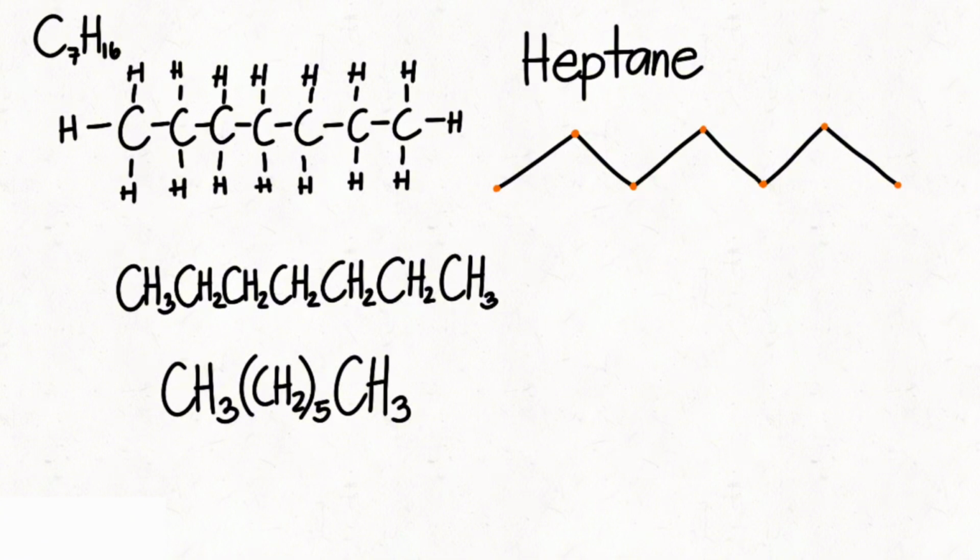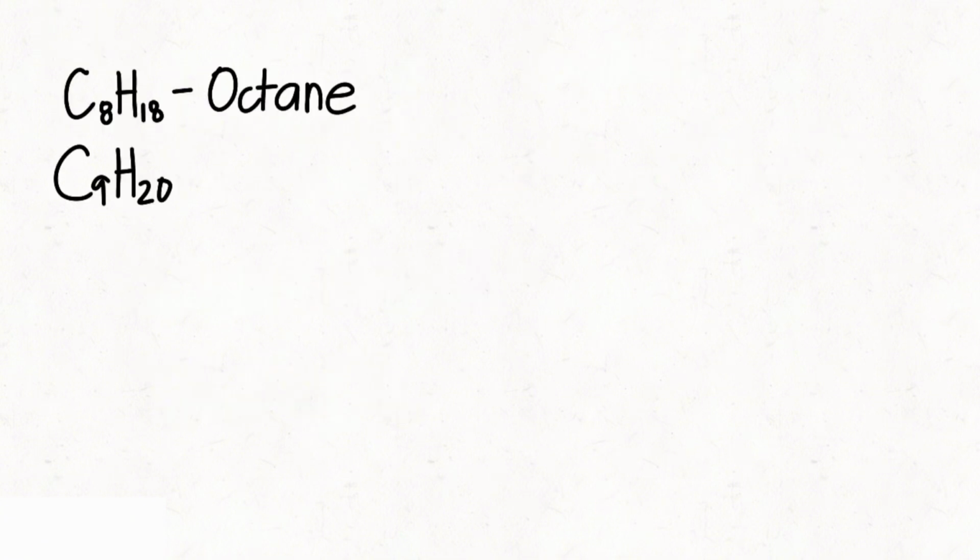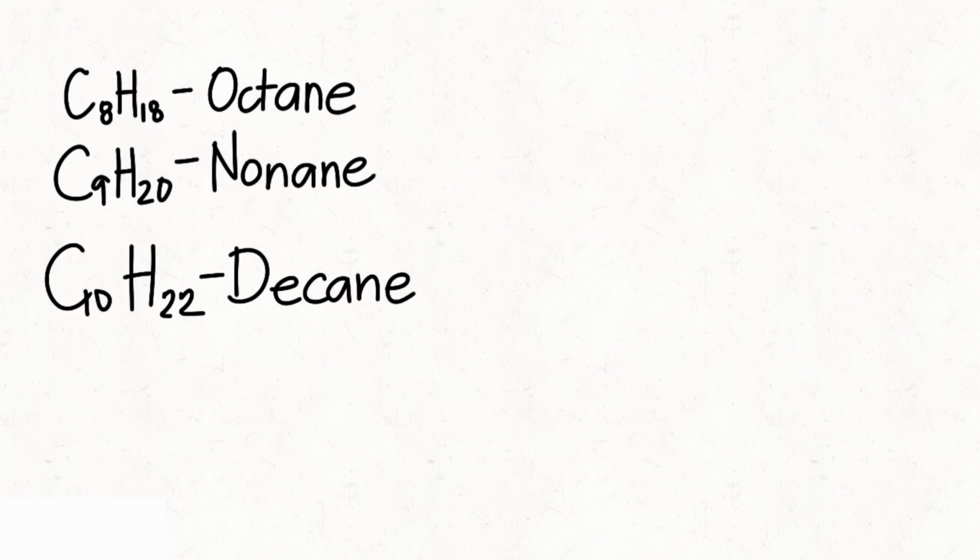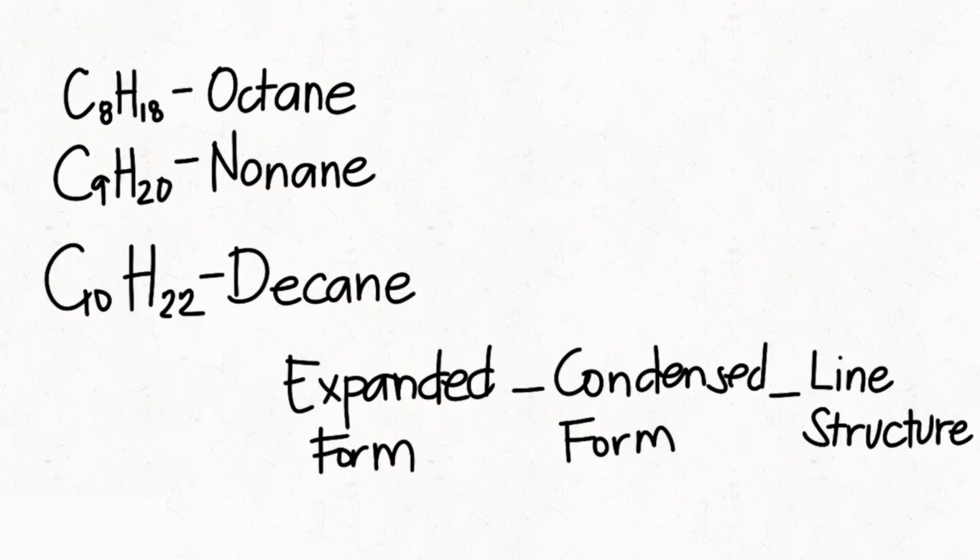For the remaining 3 alkanes, I want you to write their expanded form and condensed form, same with their line structure. I guess you can do it on your own.